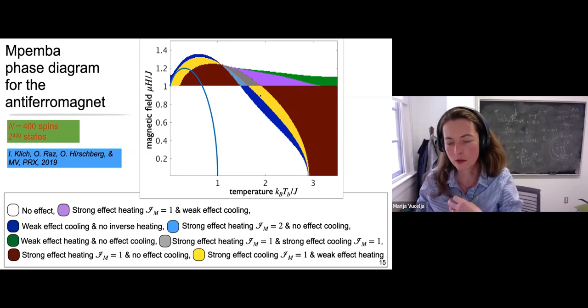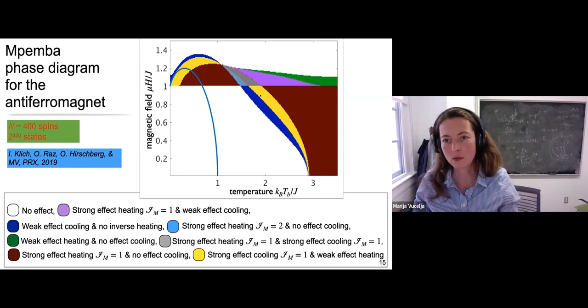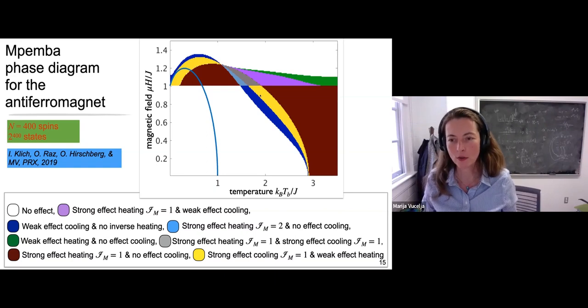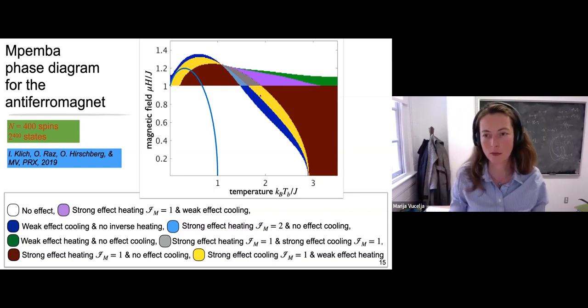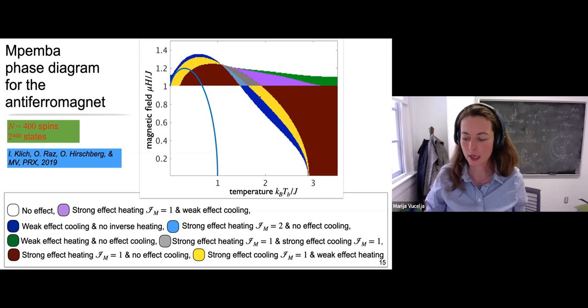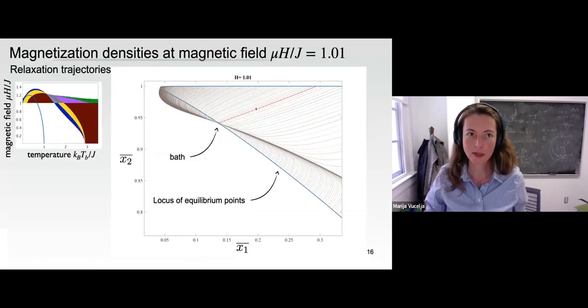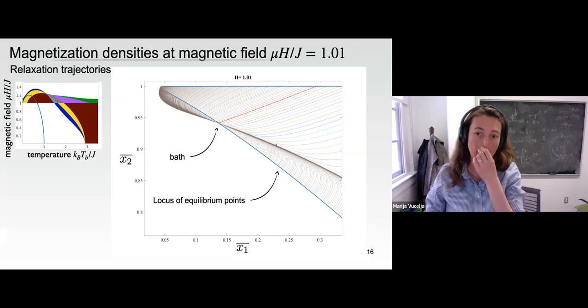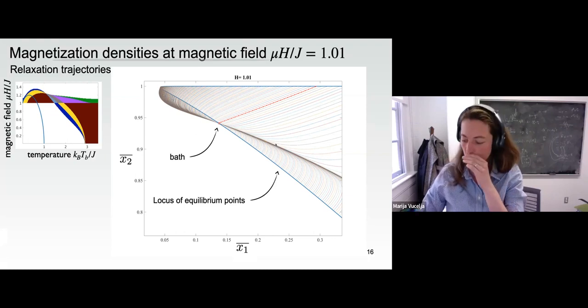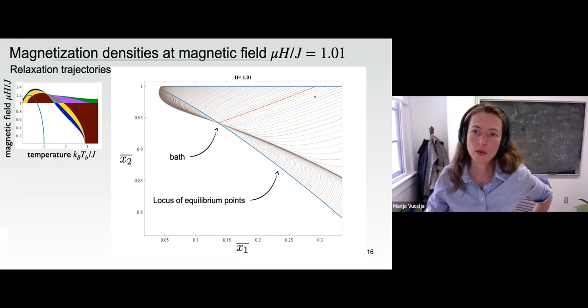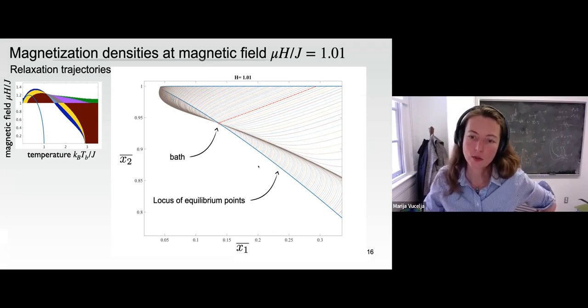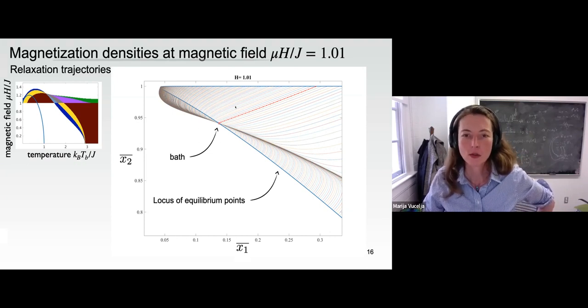But qualitatively, although these beautiful pictures would change, I expect to have regions where I have the effect for the antiferromagnet. I can look at it in a different way.